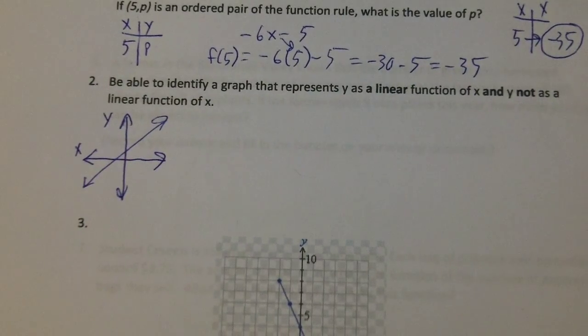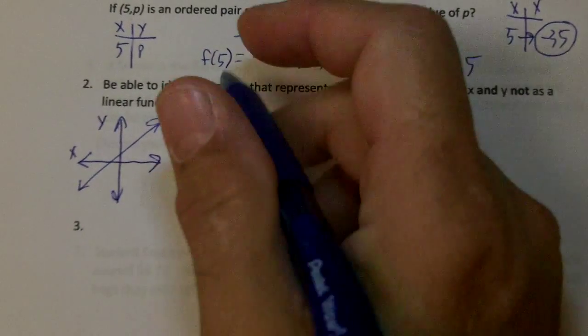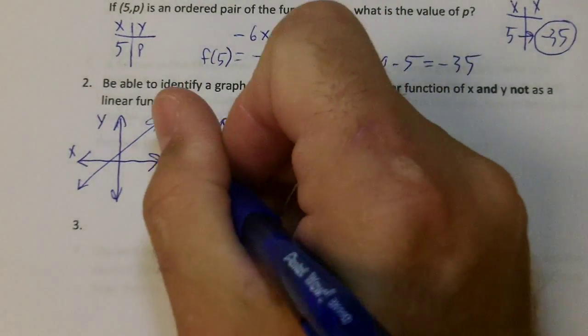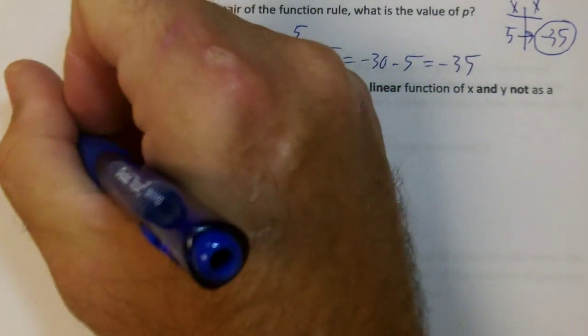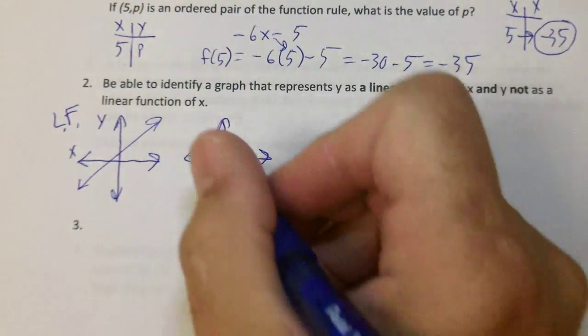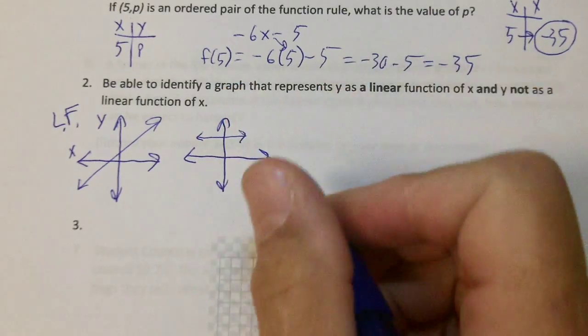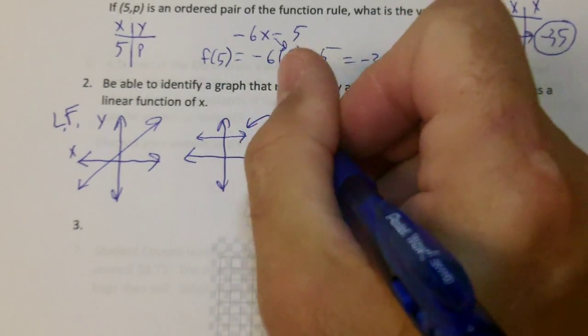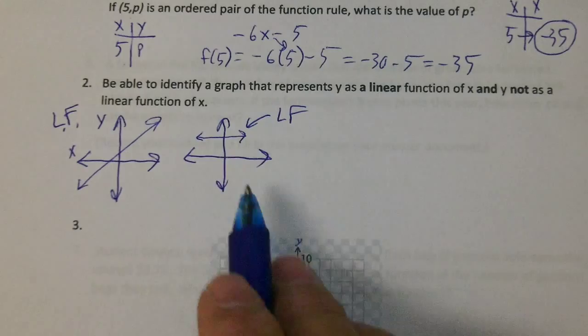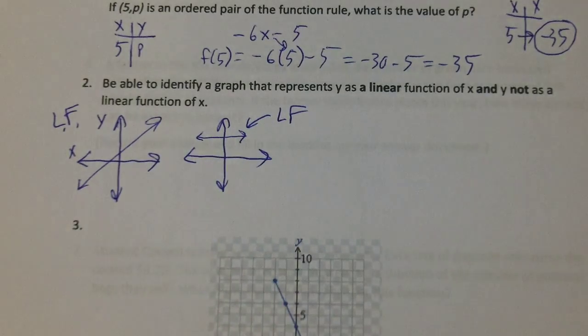Okay. Draw an xy axis again. And I'm going to put LF here for linear function. Draw a horizontal line. A horizontal line is a linear function, isn't it? This would have a slope of 0, right?